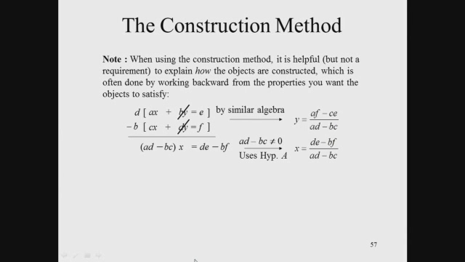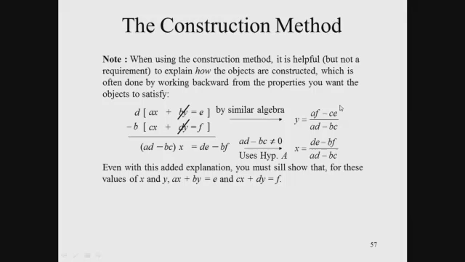Two things I need to point out. First, I did use the hypothesis A to construct the objects. And second, I'm not finished yet. Even with all of this nice explanation, I am not technically finished with the construction method. Yes, I have constructed the objects, but what else do I have to show you? Even with all this added explanation, it is still my responsibility to show you that for these values of x and y that I constructed, they satisfy ax plus by equals e and cx plus dy equals f.